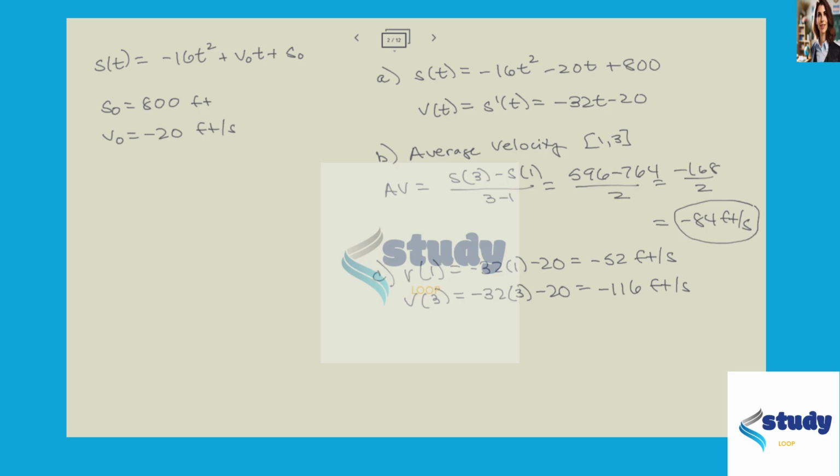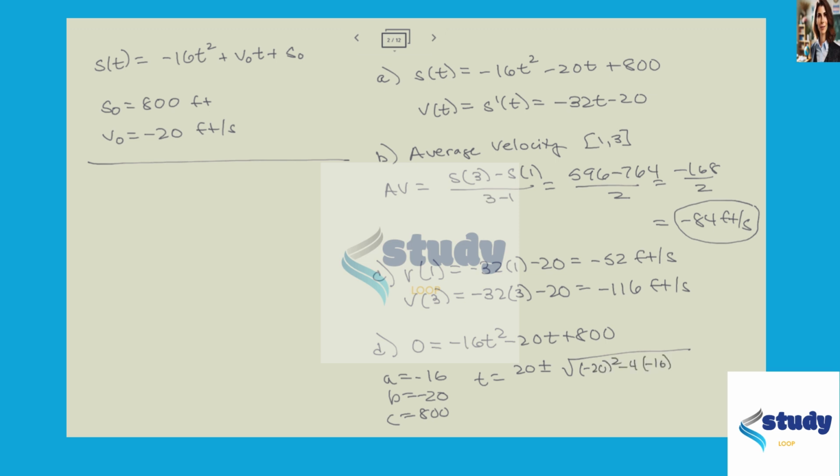I want the time required to reach the ground. So for part D, I'm going to set my position function equal to 0. I'm going to pull off A, B, and C and use that quadratic formula. So opposite of B plus or minus the square root of B squared minus 4AC, the whole thing over 2A.